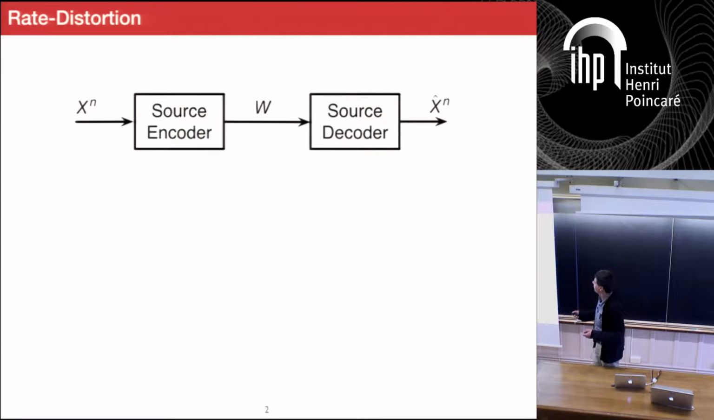So, okay, let's look at a simple rate distortion setup. So x^n is the source vector we want to compress. So we have a source encoder, we have some index W, we have a source decoder, and then we reconstruct x hat^n. Okay, so typically what we have is a lossy compression. So x hat^n would incur some distortion compared to x^n.